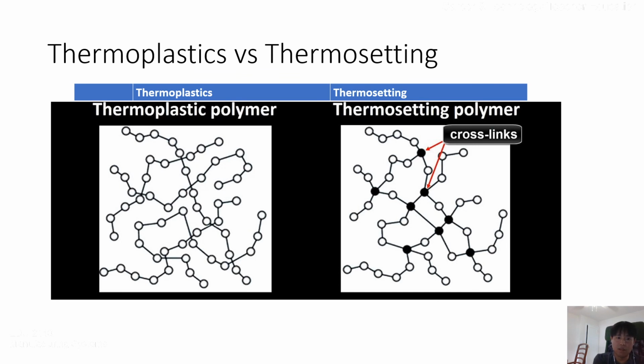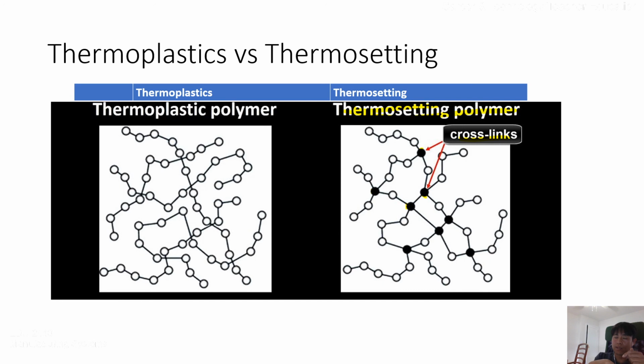The left one is a thermoplastic polymer. These are carbon and hydrogen molecules, with a chain-like molecular form, and then thermosetting polymers look like this. But the difference is that thermosetting polymers have cross links, like here. So each molecule string is connected. That's why thermosetting plastic cannot be recycled.